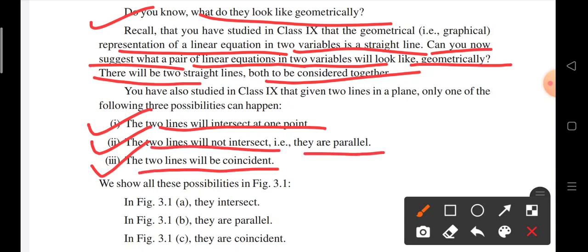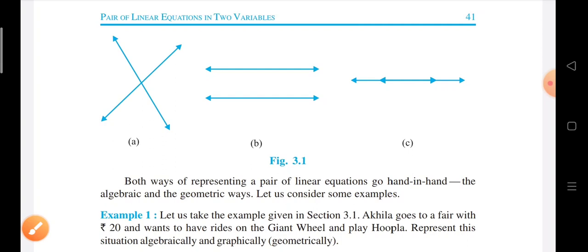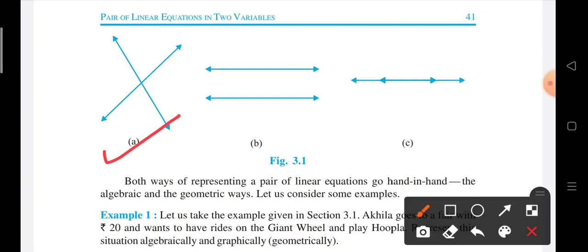The two lines are coincident, means they will lie one on the other. So there are three figures, 3.1 A, 3.1 B and 3.1 C, which are showing the representation of these pair of linear equations graphically. First, they can be intersecting. Second, they can be parallel. Are you able to see they are parallel? They are intersecting at one point over here, and they are coincident, means one on the other.